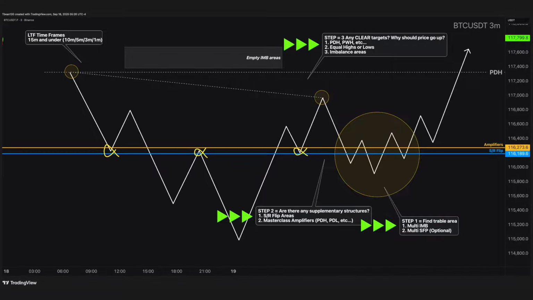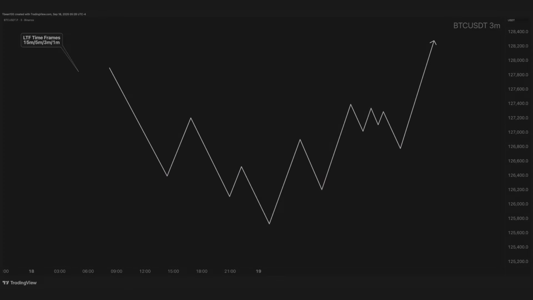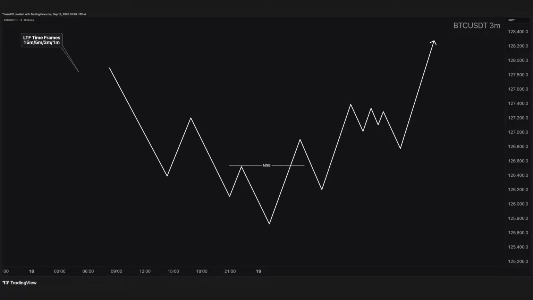Now let's move on and talk about the trade entries. The entries will be our last step. This is step 4. We are still working on the lower time frames, and now we are looking for clean entry points. The most simple and easy way to find an entry is by spotting a microstructure break.